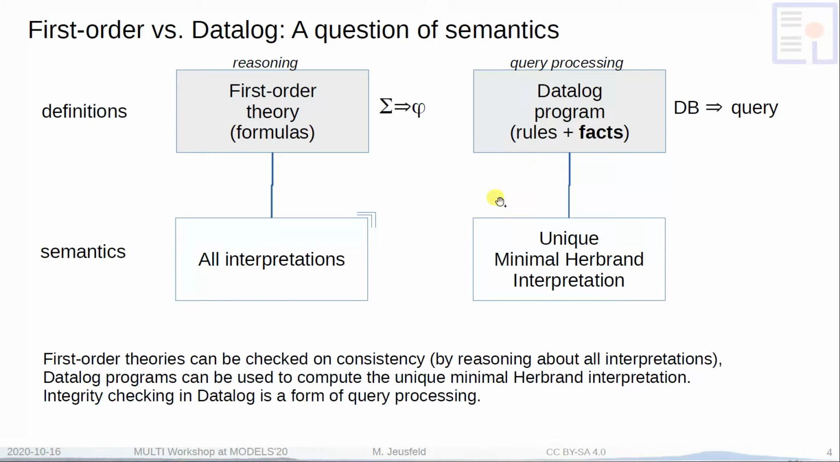Good. Integrity constraints are special rules that derive inconsistency. So you negate the integrity constraints, and then if you can derive a special predicate inconsistent, then it is inconsistent.